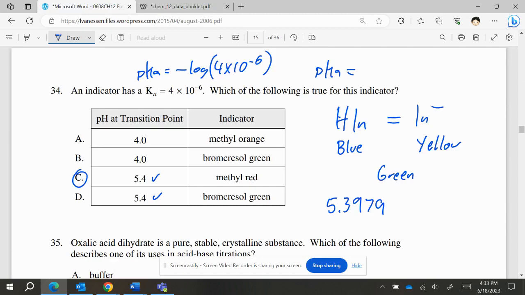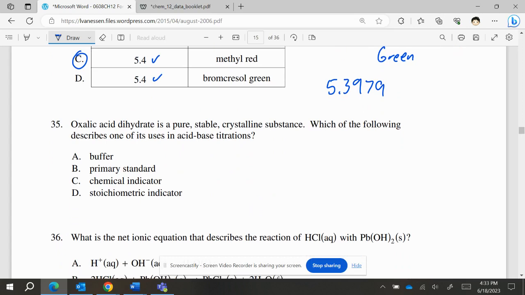So 34C. Oxalic acid dihydrate is a pure, stable, crystalline substance. Which of the following describes one of its uses in acid-base titration? Since it's so pure and it's stable, that means we can use it for titrating because we can make a very, very accurate primary standard with this. This is a definition question. I make a very accurate primary standard so that we can use it for titrating and figuring out what the concentrations of other bases or something like that are.